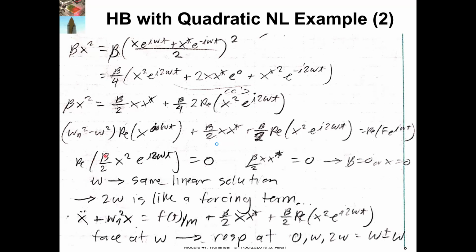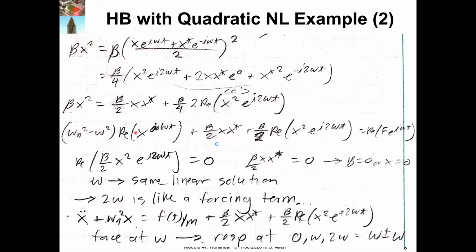This tells us that this vibration is only possible if beta equals 0. Well, that's not very good. That's not very interesting, right? Similarly, this constant term also tells us that we have to have either 0 vibration amplitude or 0 nonlinearity. And if that's the case, then we're back to the linear solution. So that didn't seem to help us very much.